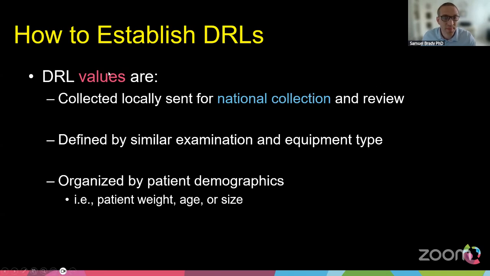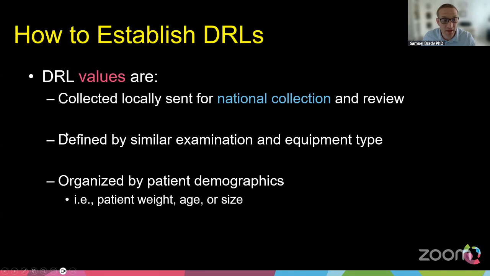All right, the next term. So that was DRL quantity. So now DRL values. DRL values are collected at your local institution, and then they are sent to a national repository, a national collection agency, that will collect your data and all of your peer data so that they can come up with and calculate DRLs.